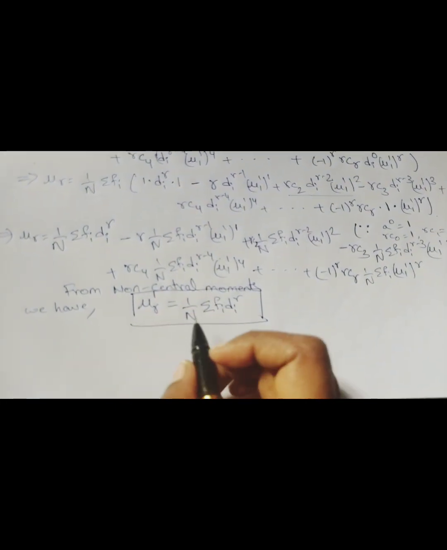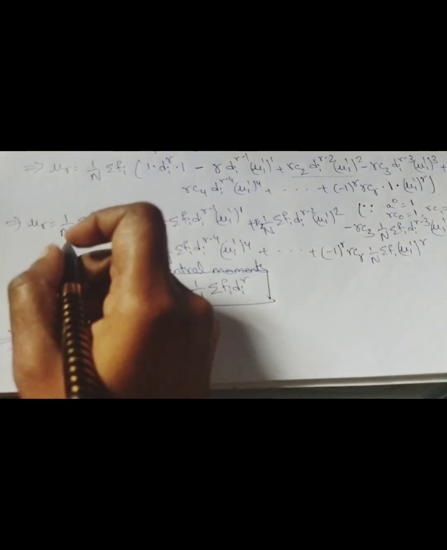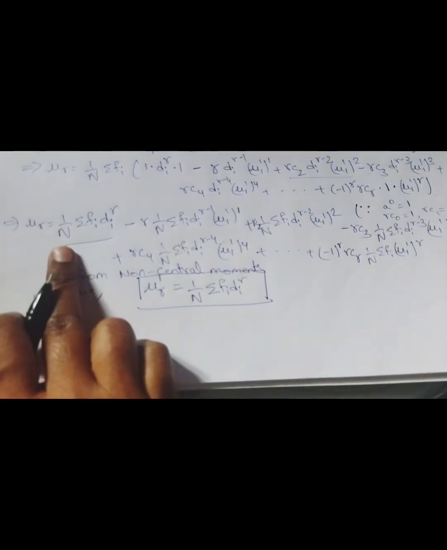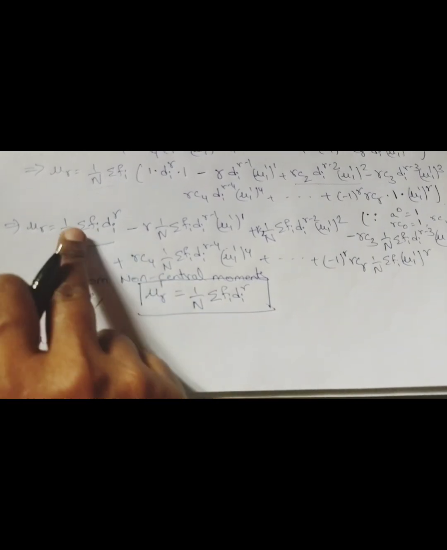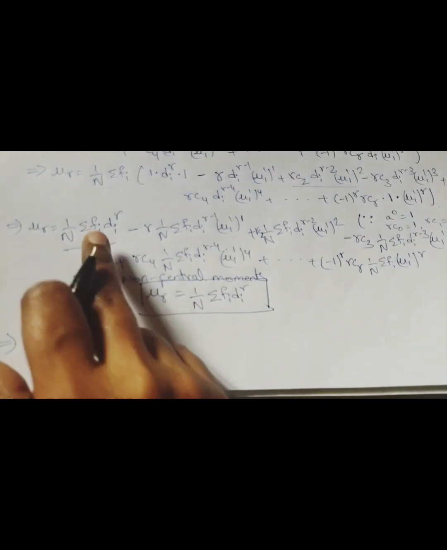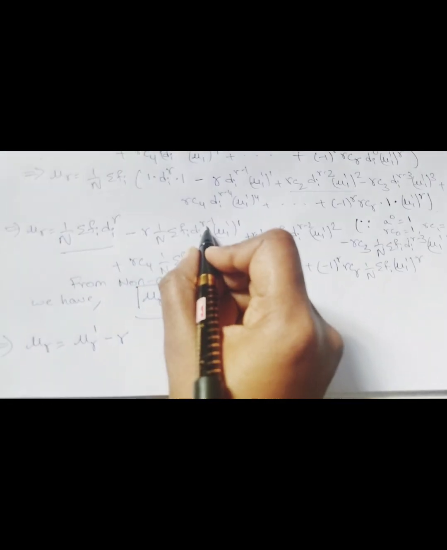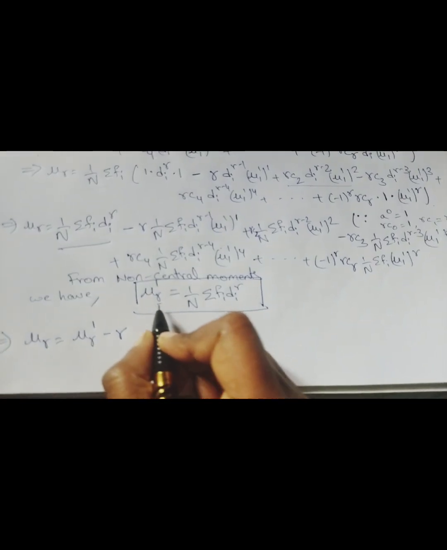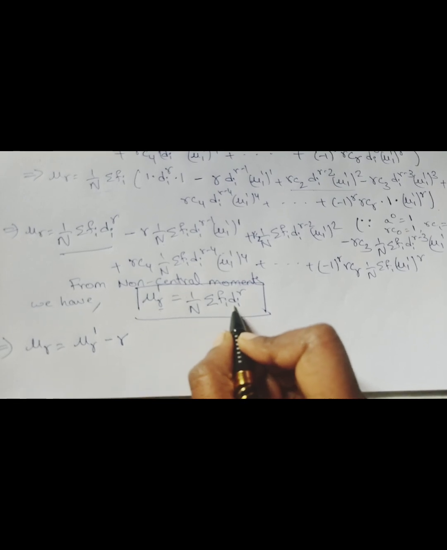Now wherever this 1 by n summation fi di whole power r is there, we are going to substitute mu r dash. So that implies mu r equals, so the first term we have, 1 by n summation fi di power r, you can replace that with mu r dash. This is exactly the formula for mu r dash. So we can substitute here mu r dash, minus r as it is, 1 by n summation fi di whole power r minus 1. So here if we have r, it is coming to the non-central moments formula, mu r dash equals 1 by n summation fi di power r.